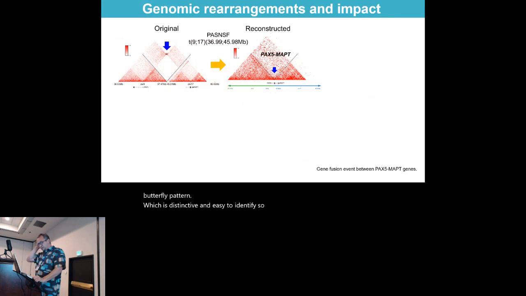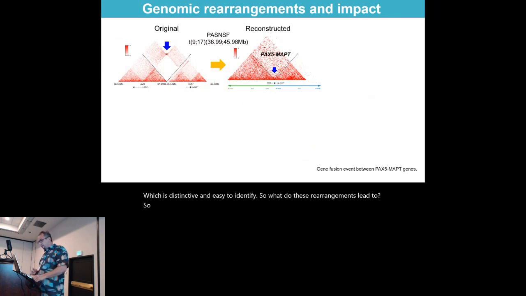So what do these rearrangements lead to? This is one example, and again, there are a couple more.